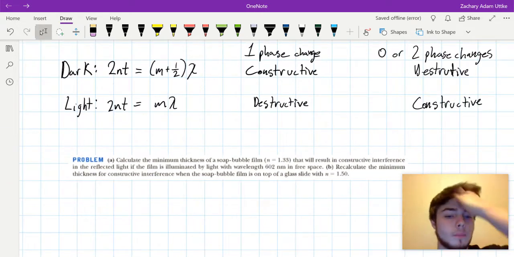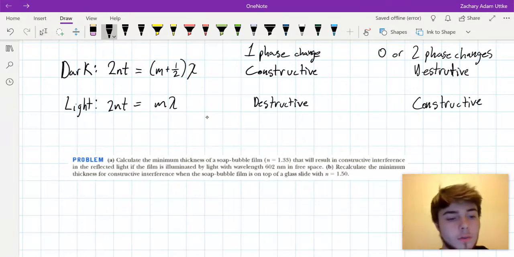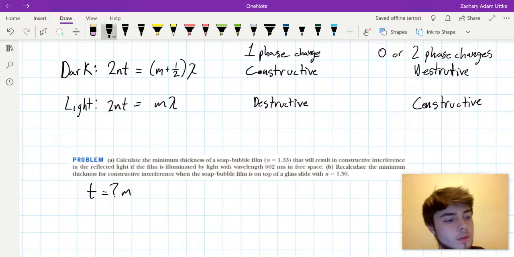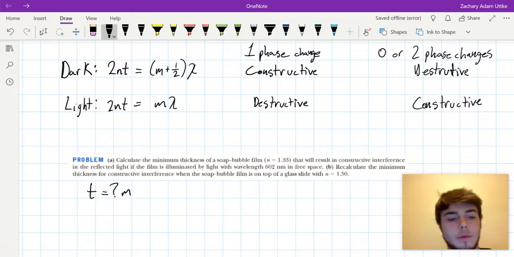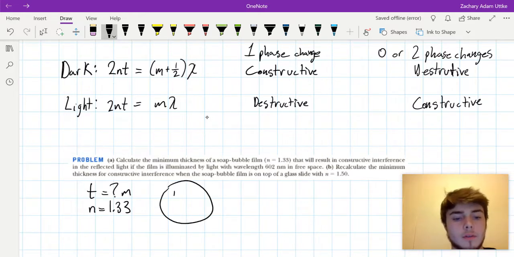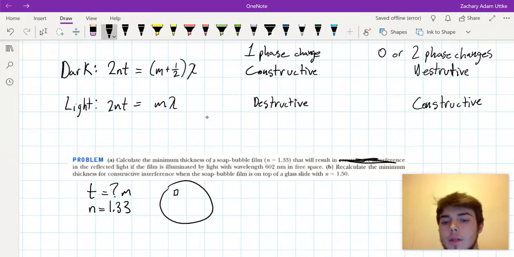For A, calculate the minimum thickness. So we're looking for T in meters of a soap bubble film. So N equals 1.33, so a soap bubble, that will result in a strong reflection.